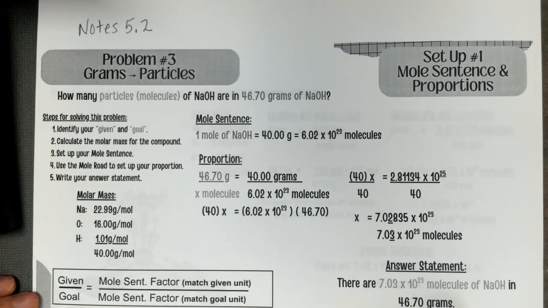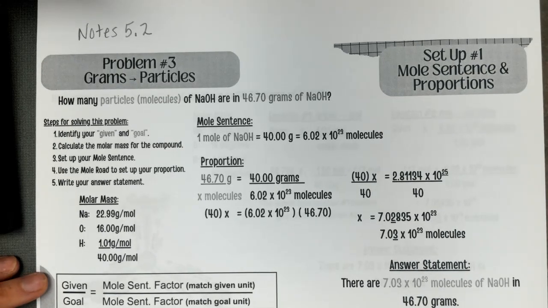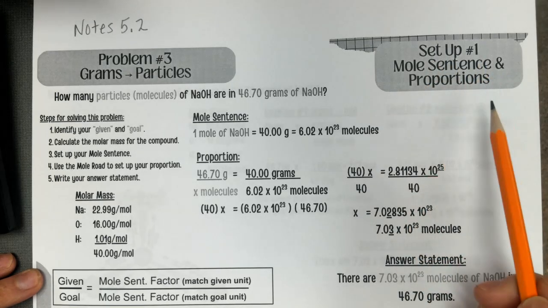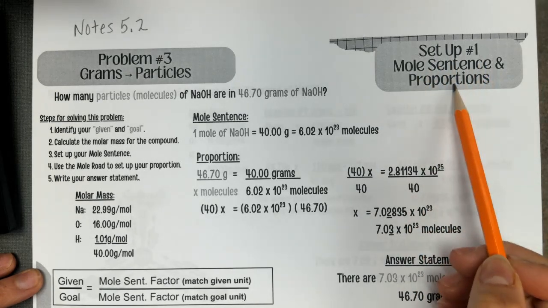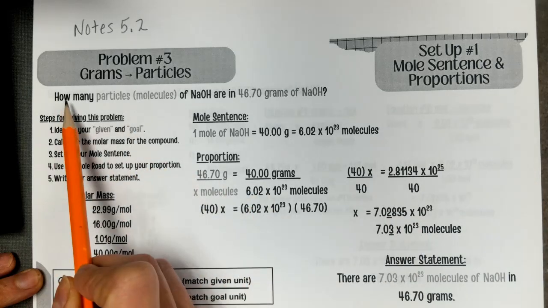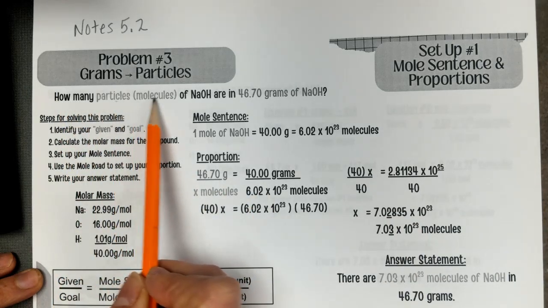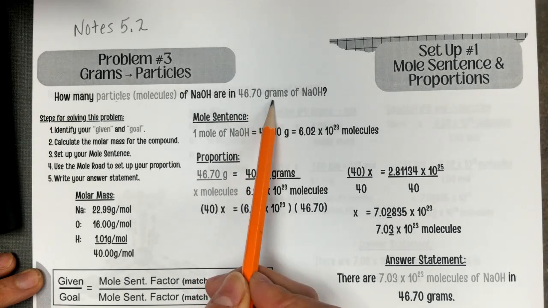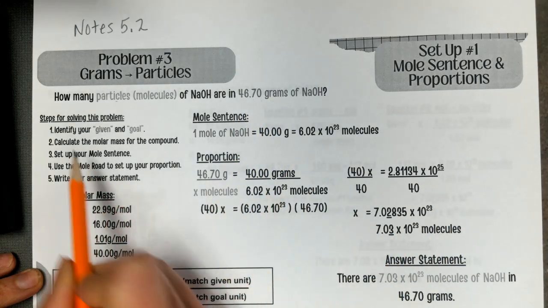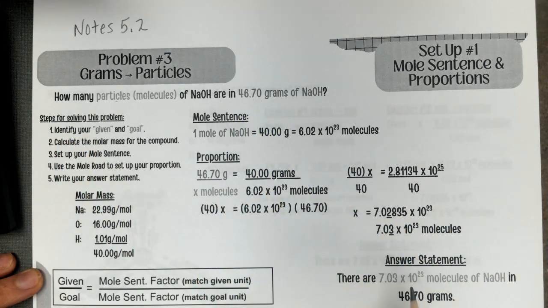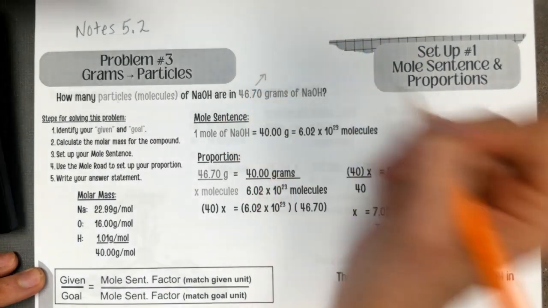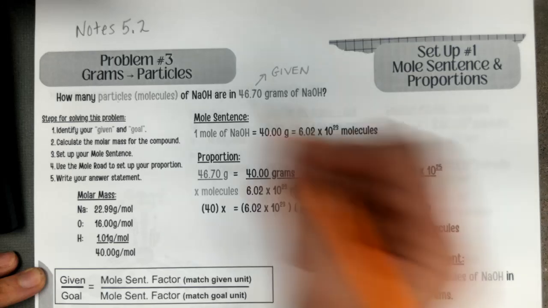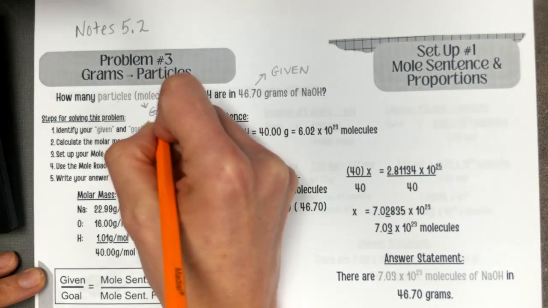Hello, ladies and gentlemen. We are going to be looking at problem number 3. I am using setup number 1, which is the mole sentence and proportions. How many particles or molecules of NaOH are in 46.70 grams of NaOH? Okay, so let's identify our given and our goal. The number always goes with our given, and what we are trying to find always goes with our goal.